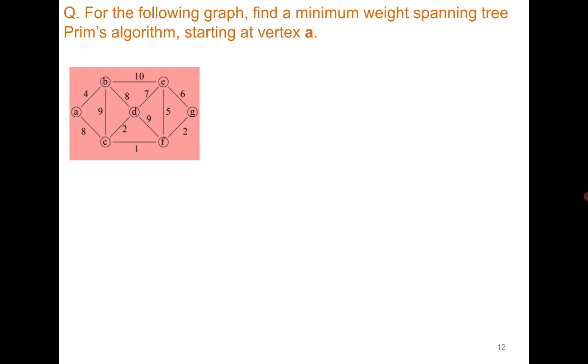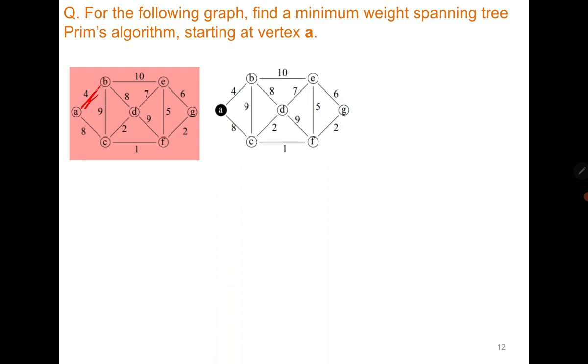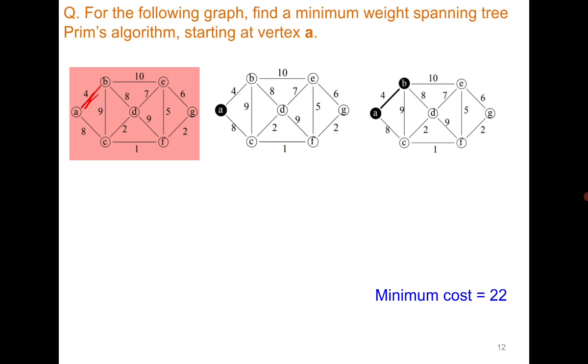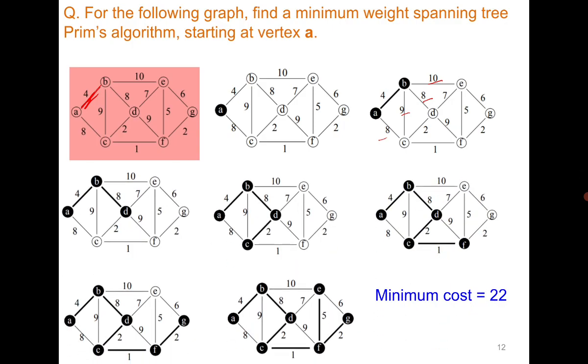So when it starts with vertex A, this is the minimum weight edge which is incident at A. Now among all the possible edges having the minimum weight, the choices are 10, 8, 9, 8. So I pick the one with the 8. Again, the minimum weight choice is 2. This is the minimum weight, so I reach here.